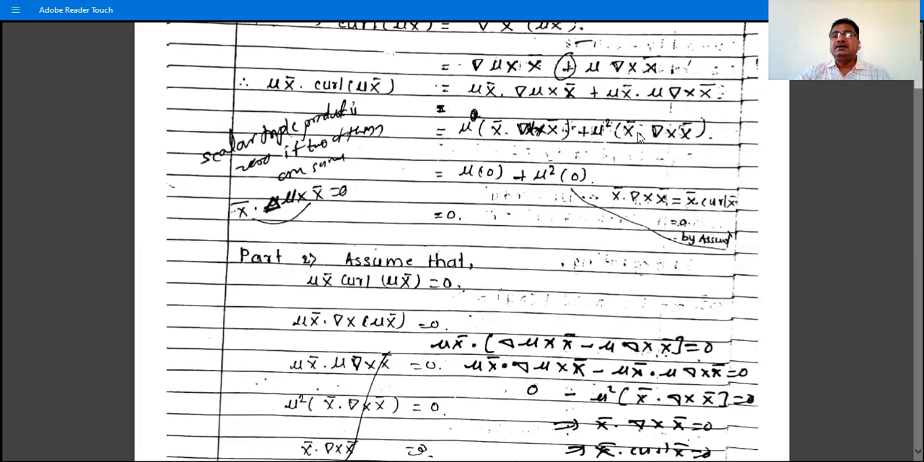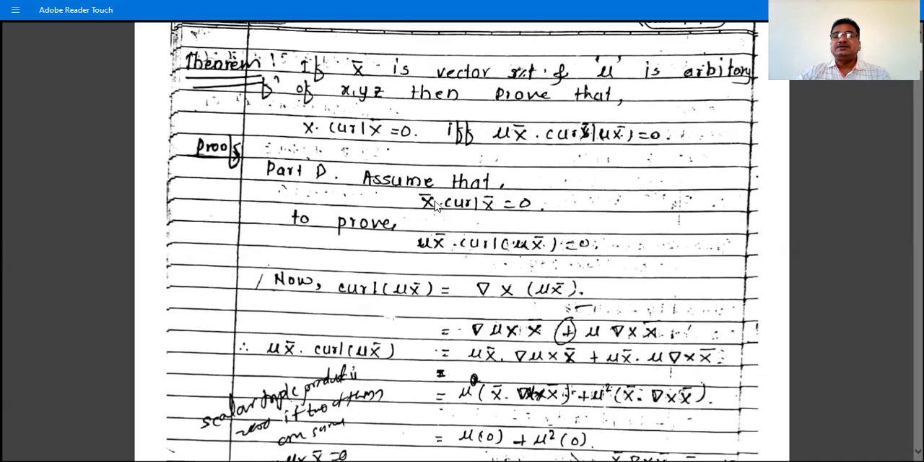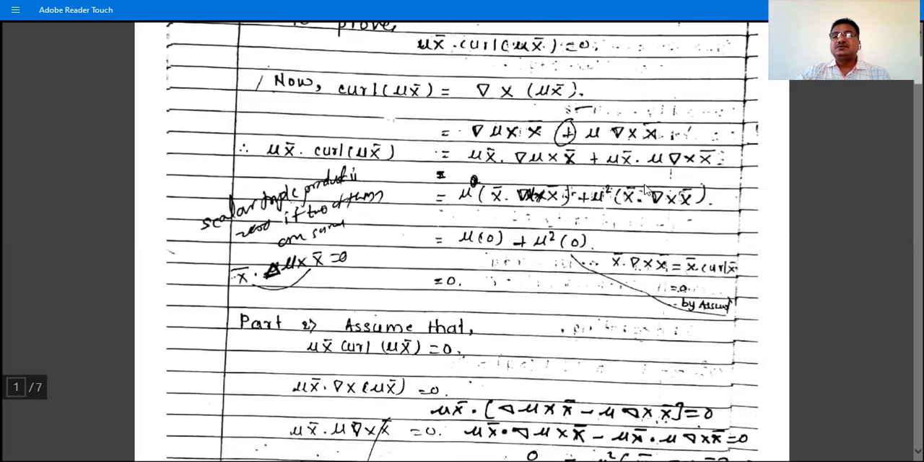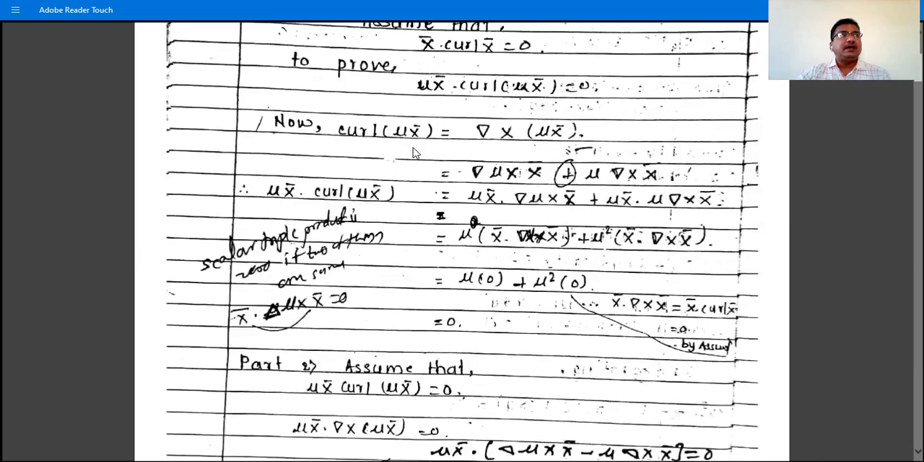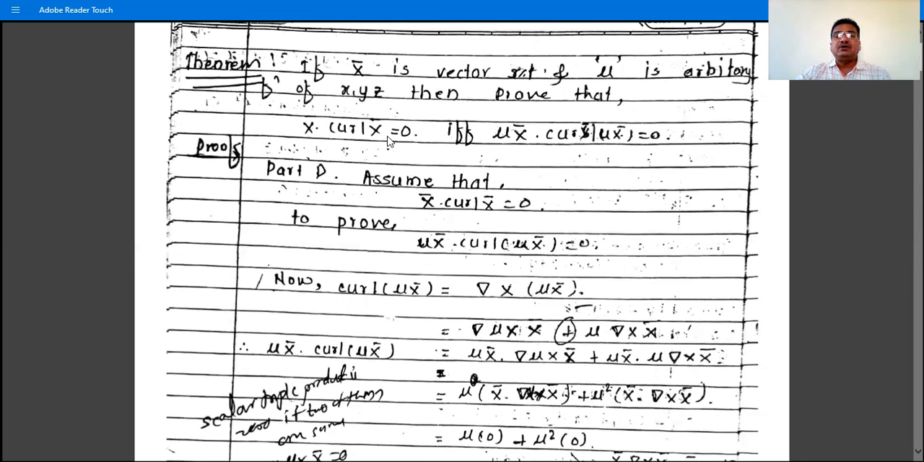Similarly, this is what? X bar dot del cross X bar. So X bar dot del cross X bar means X bar dot curl X bar is 0 by assumption. This is the assumption that X bar dot curl X bar is 0. And the other term is 0 by using this concept that in a scalar triple product, if two vectors are the same, then their scalar product is 0. So it is equal to 0. And so we have the first part: if X bar dot curl X bar is 0, then mu X bar dot curl mu X bar is 0.